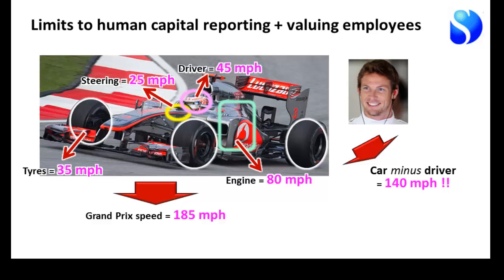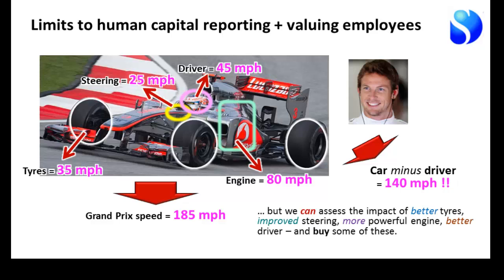Now, that sounds ludicrous, but when the finance people try to put a financial value on people or brand or frankly anything else, that's what they're doing. That's what they're pretending they can do. What we can do, though, is assess what difference a change might make. So we can work out what the impact of better tyres might be. Better tyres might make a car go from 185 to 187. Improved steering might make it go from 187 to 188. A better driver might make it go from 188 to 190. You can assess the differential impact, but you can't work out the absolute.